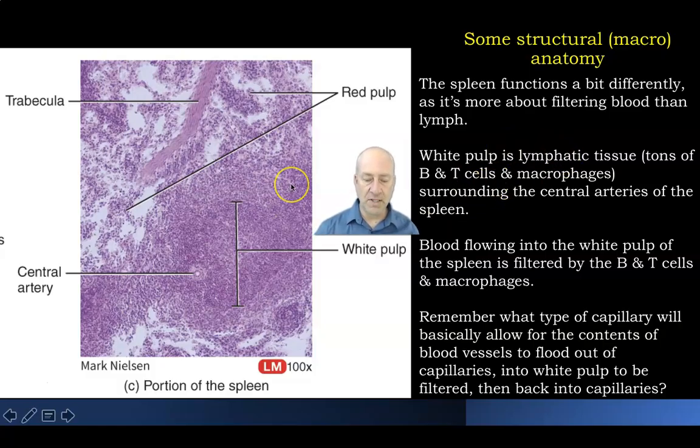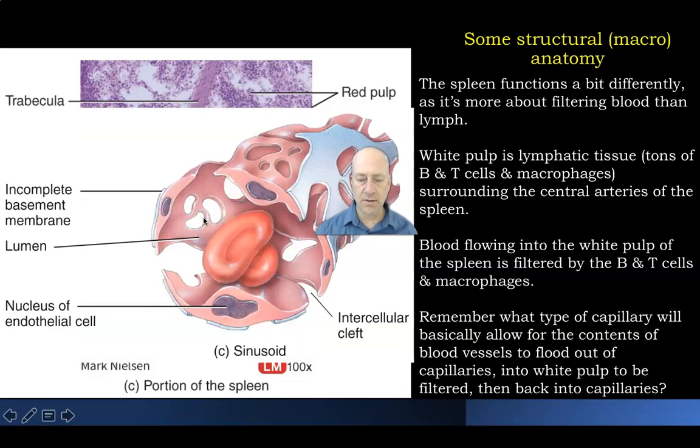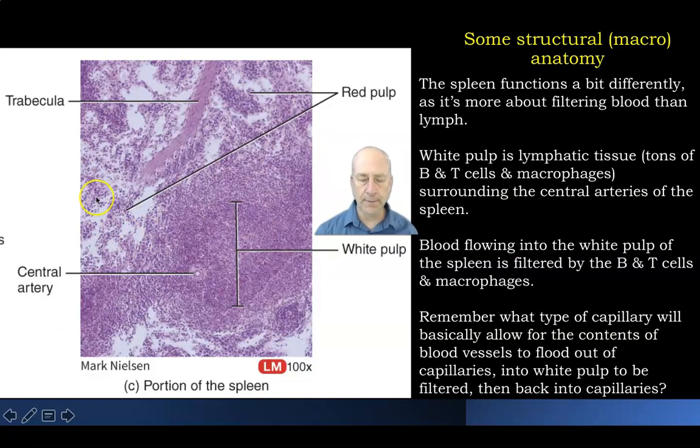The white pulp is lymphatic tissue. I'll circle it one more time. It is lymphatic tissue around the central artery with B and T cells. B and T cells going to work, filtering blood. And that's going to be the white pulp. Just follow it through the slide right here.